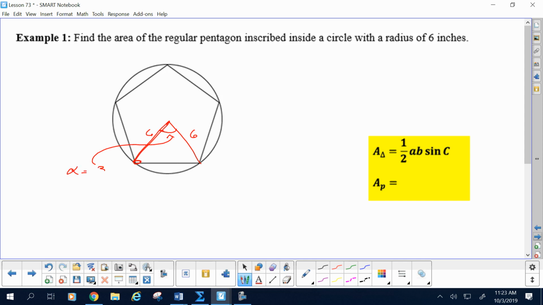Well, alpha I'll say is 360 divided by 5, which is 72 degrees. Did you figure that out yourself, or did you read my work? That's the spirit. So, the area of the polygon. Would you give me something like this?